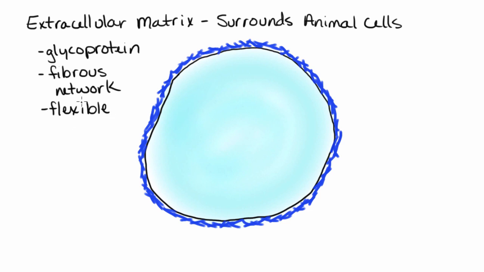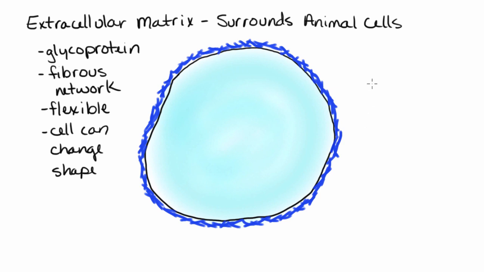Now, an important characteristic of this extracellular matrix is that this is going to be a flexible coating that's found around the cell. And this is important because the fact that it's flexible is going to allow the cell to still change shape. So the cell can change shape, which means that the cell is still going to be able to work properly in order for the animal to move. And that is an important characteristic of animals, that they do move around, so they need their cells to actually be flexible.